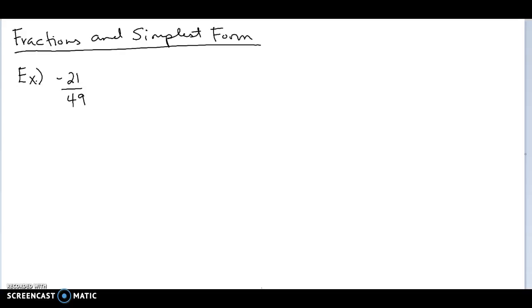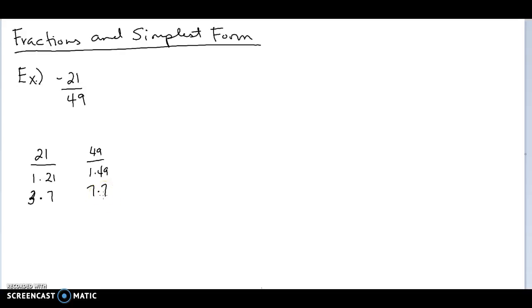So if we think about 21 and 49, we know 21 is divisible by 1, 3, 7, and 21. And then if we think about 49, we know 49 is divisible by 1, 7, and 49. So let me write that down for you. So factors of 21 here, or things that multiply to give us 21. We've got 1 times 21, 3 times 7, and that's pretty much it for 21. And then for 49, we've got 1 times 49, and we've got 7 times 7.